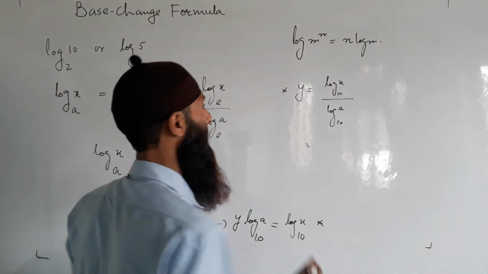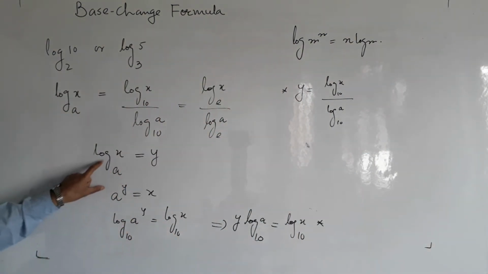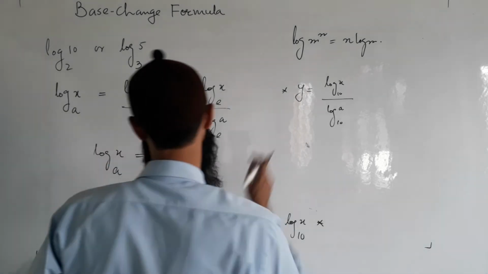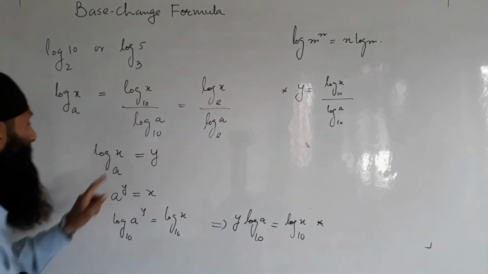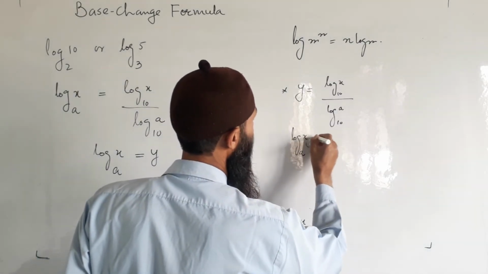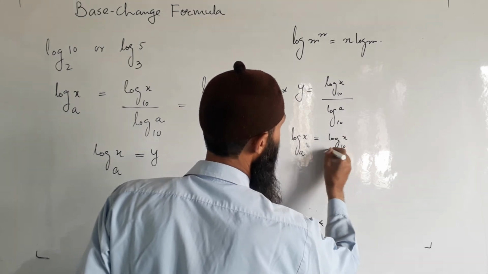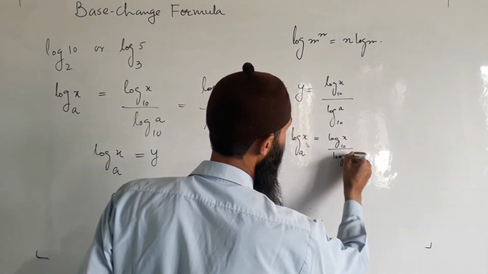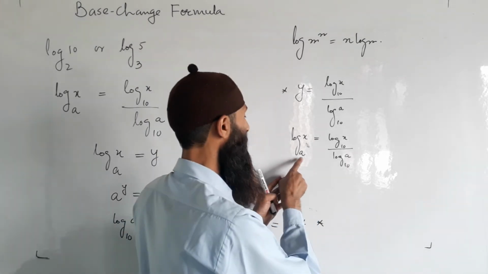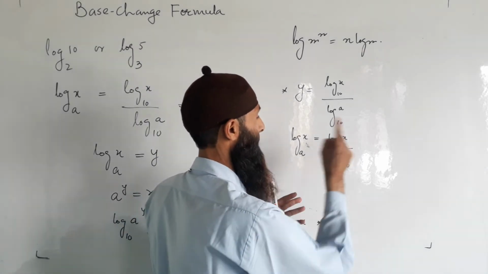Replace the value of y. We have y is equal to log of x to the base a. So in place of y, I'll write log of x to the base a. Log of x to the base a is equal to log of x to the base 10 divided by log of a to the base 10. So this is the formula. We have changed the base here. Here the base was a and here the base is 10.